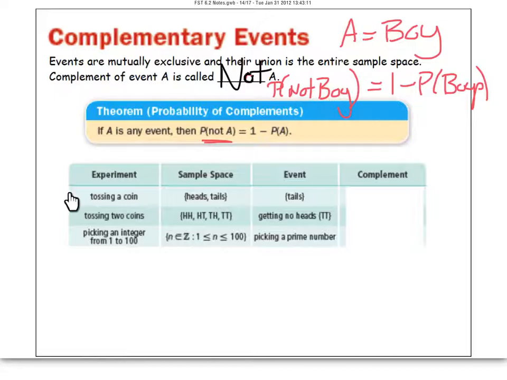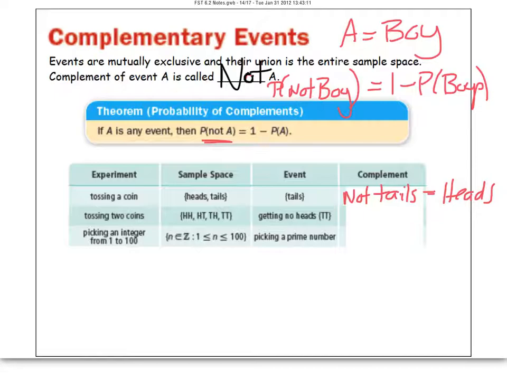Now, here are 3 different events we want to talk about, along with their complements. For the first one, if we toss a coin, our sample space is heads or tails. If the event is tails, what's the complement of tails? Well, the complement is not tails, or in this case, we would say it is getting heads.